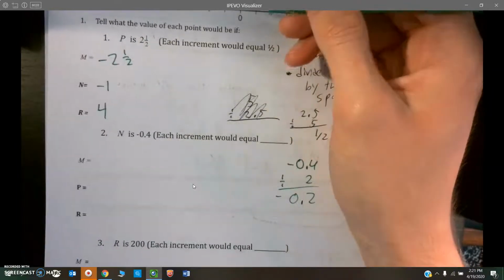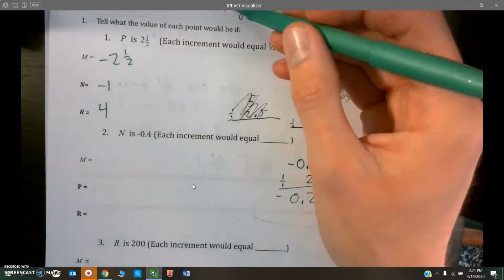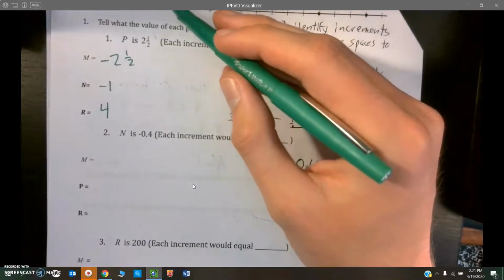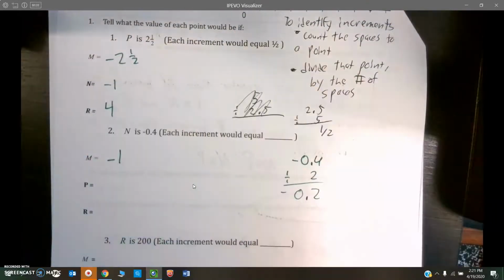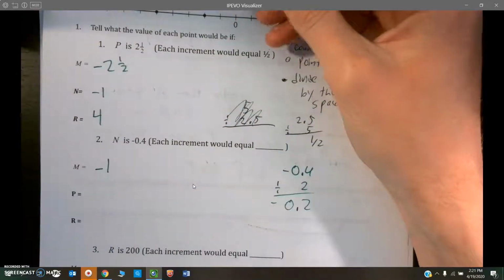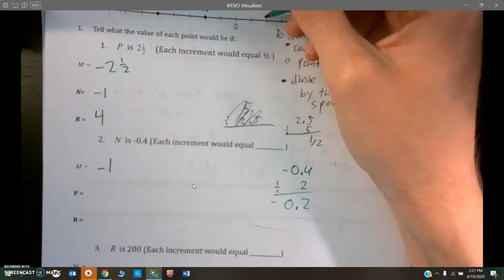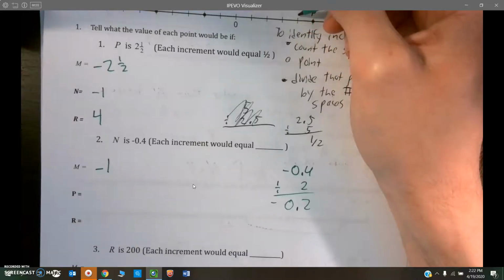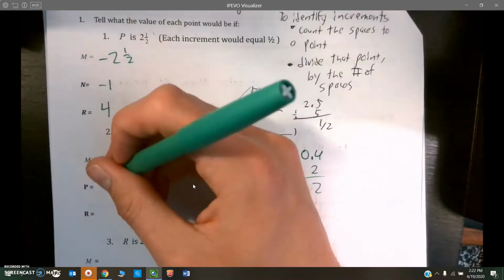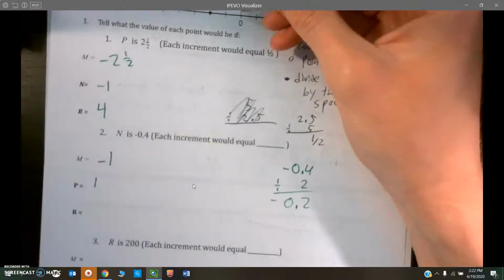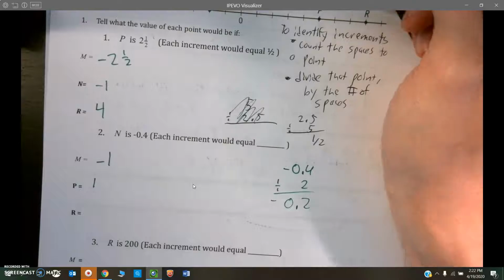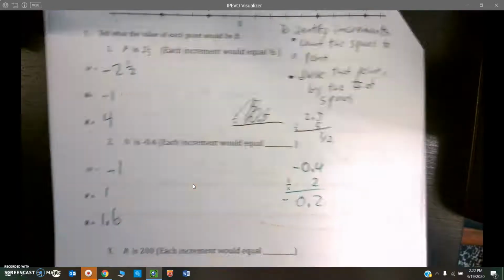So M, 2/10, 4/10, 6/10, 8/10, -1. P, so each increment is 2/10, 2/10, 4/10, 6/10, 8/10, 1. Positive 1. And R, 2/10, 4/10, 6/10, 8/10, 1 whole, 1 and 2/10, 1 and 4/10, 1 and 6/10.